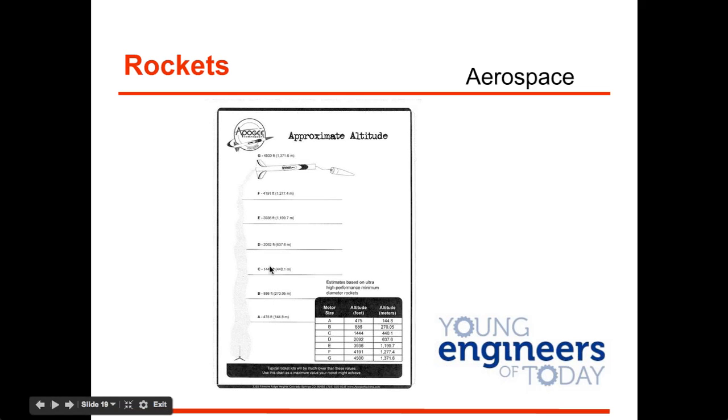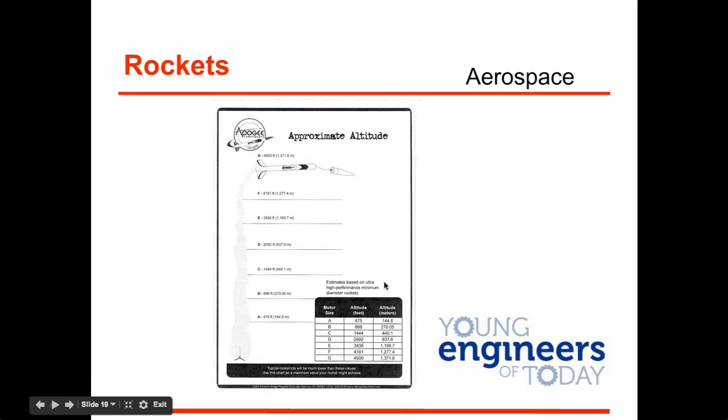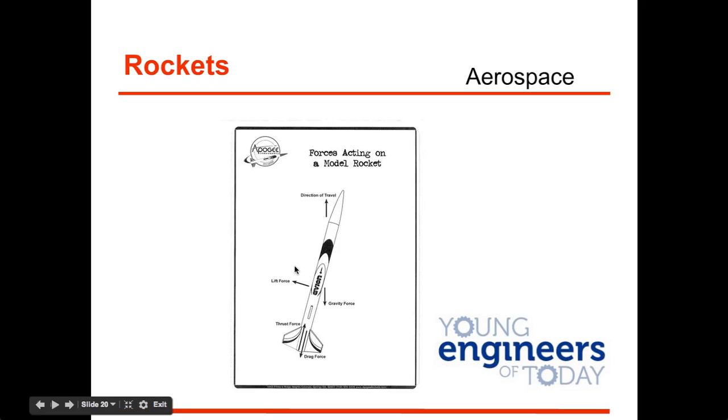And knowing the type of the rocket, you'll also know approximately the altitude it will reach. And of course, this is based off of you having a high performance minimum diameter rocket. So you have to put it together correctly, make sure everything is smooth and nice for it to reach these altitudes. If you did a bad job, you don't sand it well enough, it's too heavy, you use too much glue, it's not going to reach those altitudes.